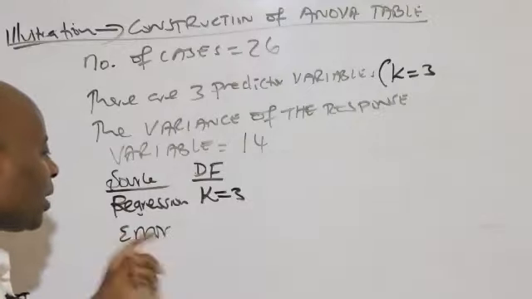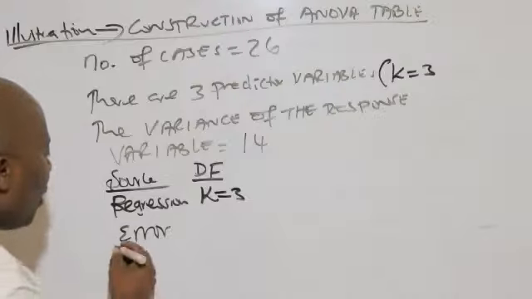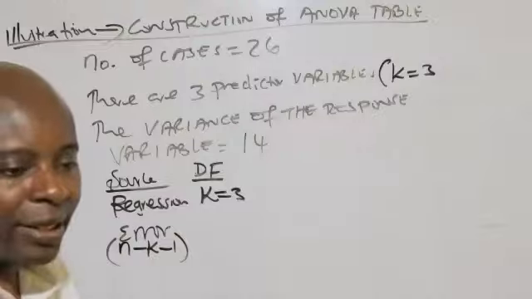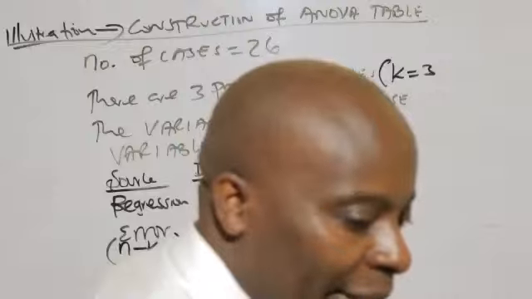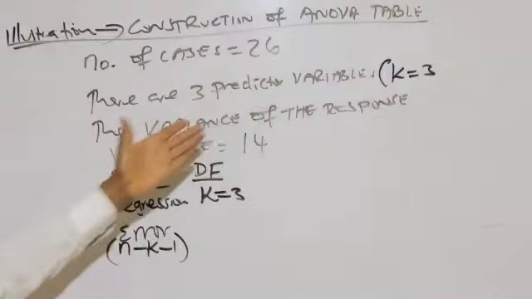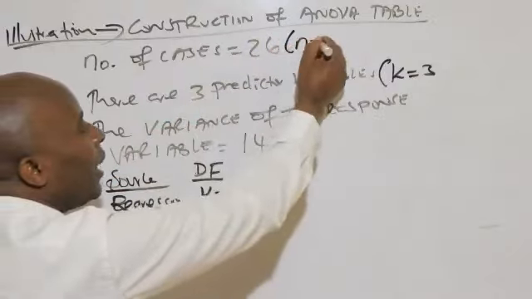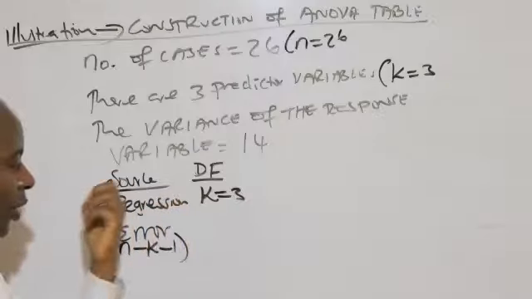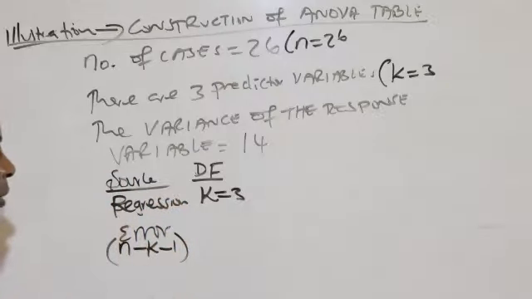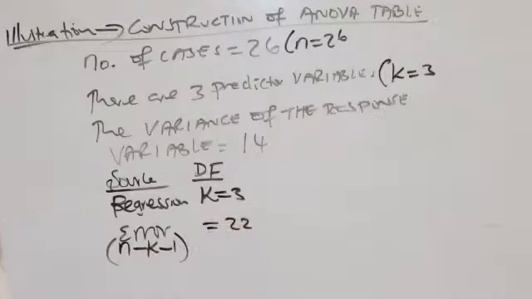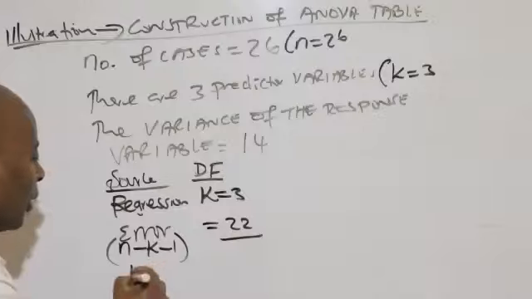To get the error degrees of freedom, we normally take n minus k minus 1. What is our n? The number of cases here is 26. So I'll take 26 minus this k, which is 3, minus 1. So we have 26 minus 3 minus 1, giving us error degrees of freedom of 22.